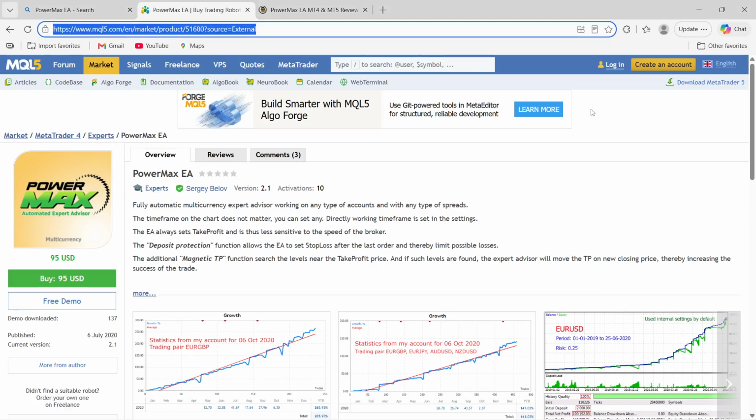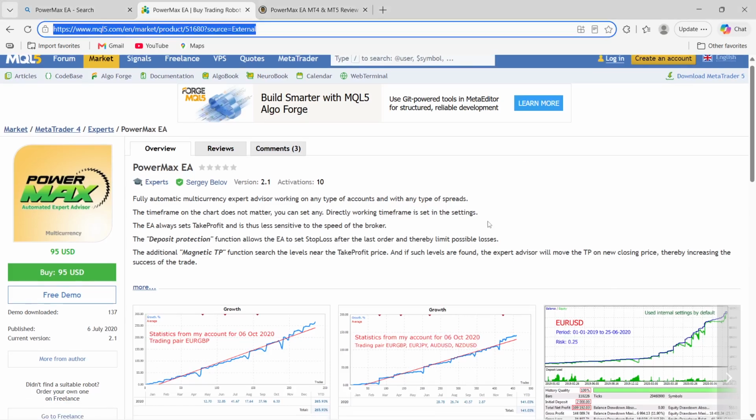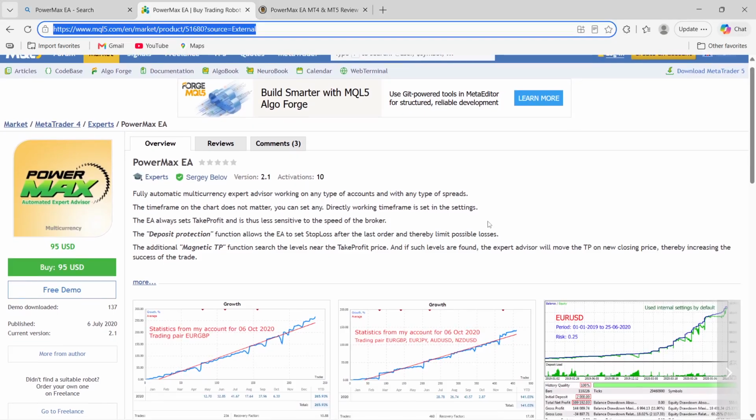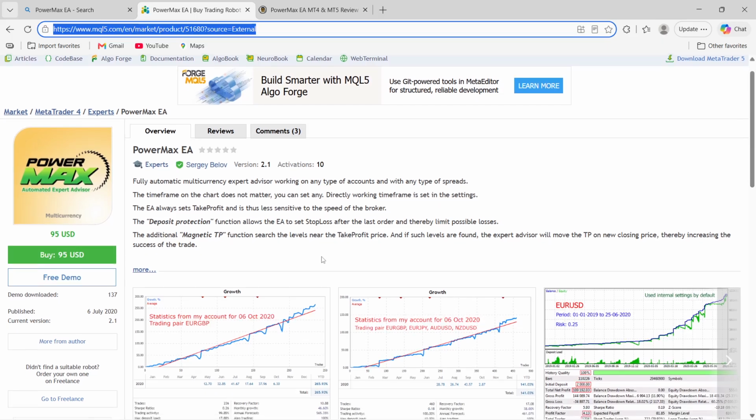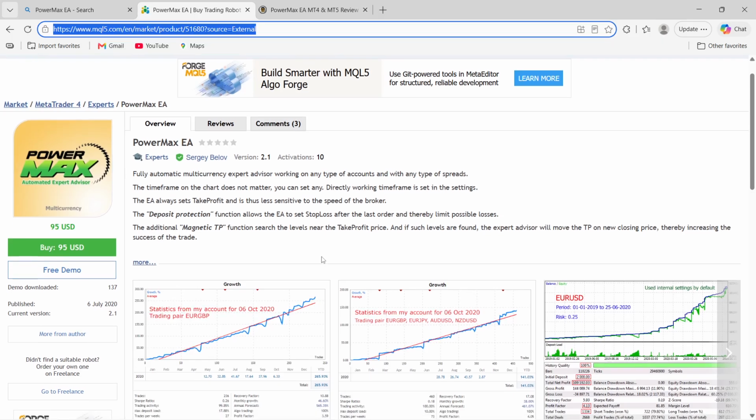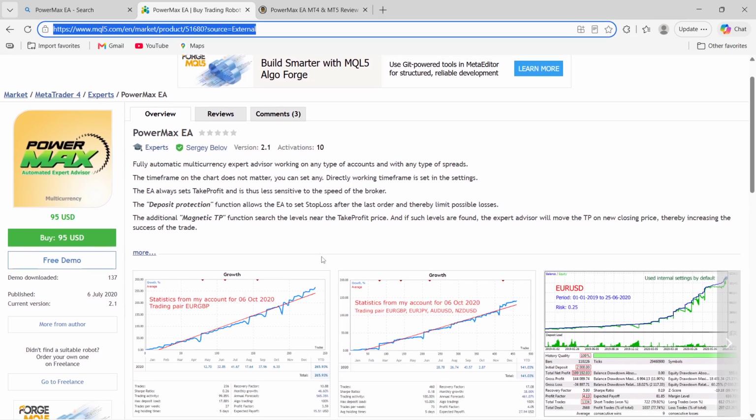Hey traders, in this video we are going to be looking at the PowerMax EA for MT4 and MT5. So they said it's a fully automatic multi-currency expert advisor that's been around since 2020. The seller positions it as something that works on any account type, any spread, with built-in settings for all the major pairs. Sounds convenient on paper, so let's break down what it's actually doing and whether it's worth your time.